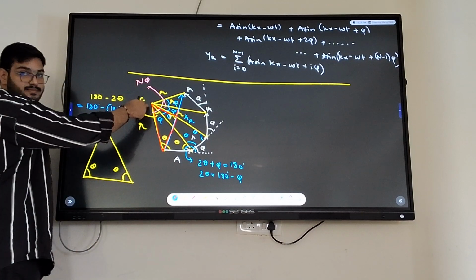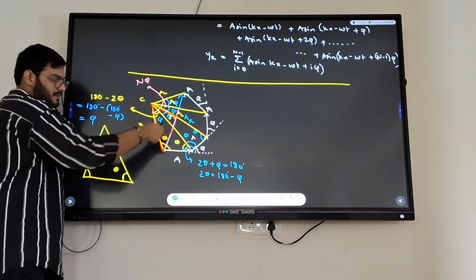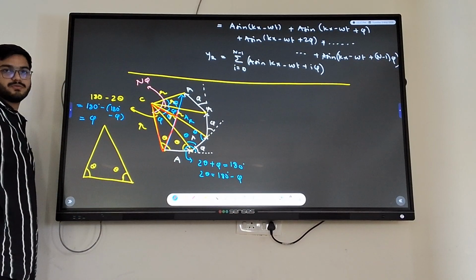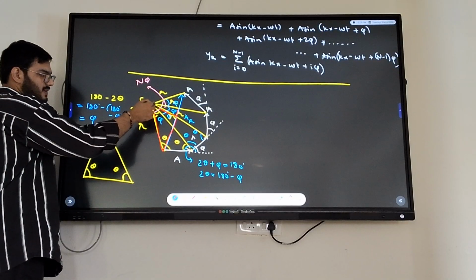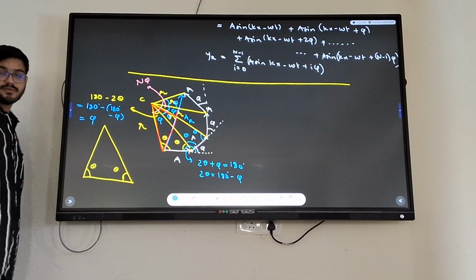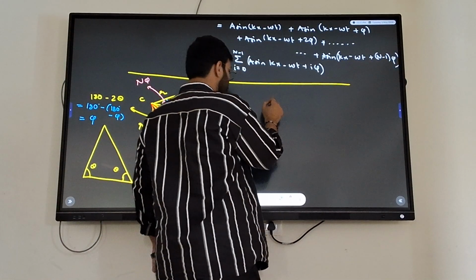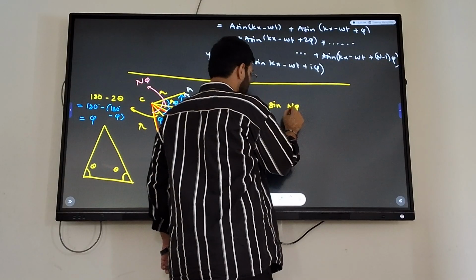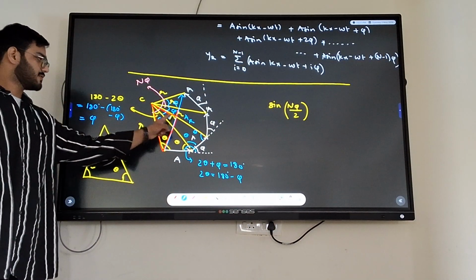This side is AR. This is R. This is AR. Then what will be this? AR by 2. Let's take AR by 2. Then this angle will be n phi by 2 now. Then what is sine n phi by 2? Can you look at the triangle and tell me what should be sine n phi by 2?